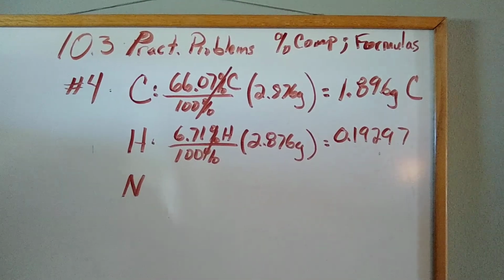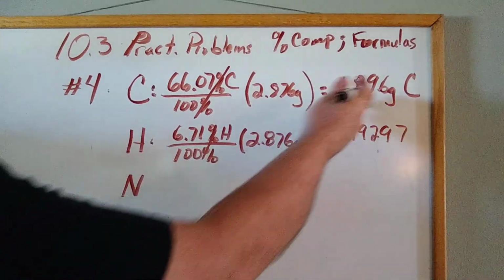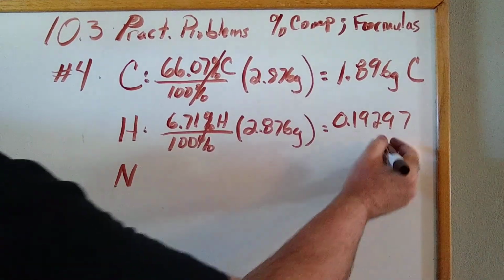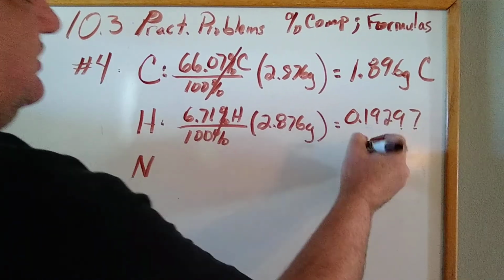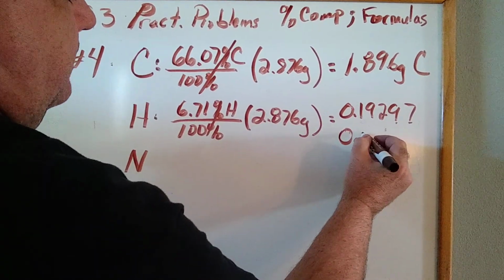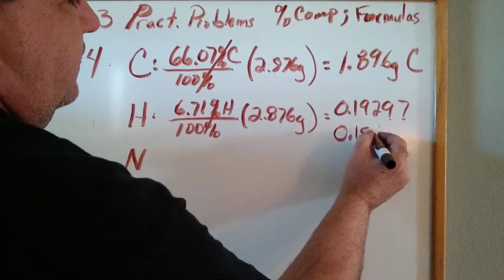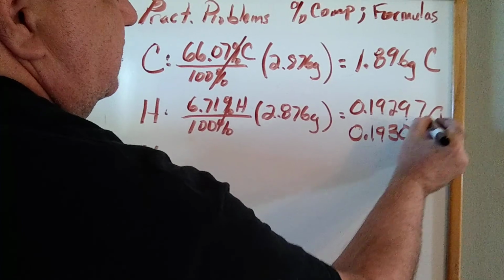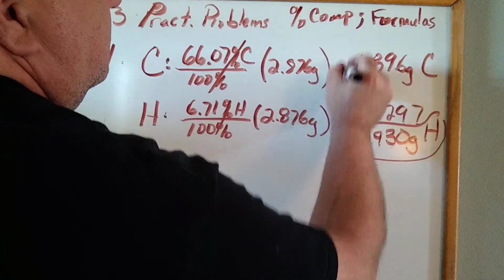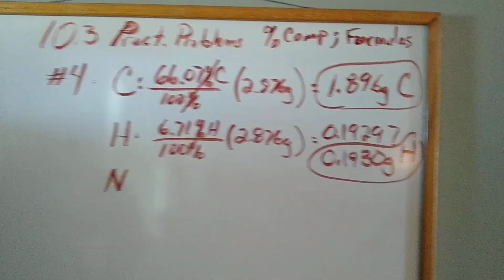0.19297, which is way more sig figs than we can have. We can only have 4, but I went more because after the 4th one, we got a 7. That 7's going to raise this up, so this actual answer becomes 0.1930 grams of hydrogen, and that's the one that we circle.